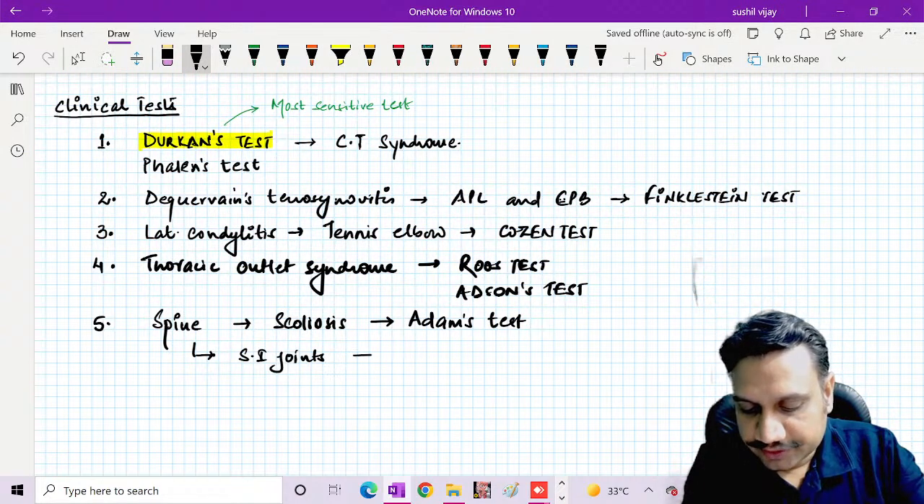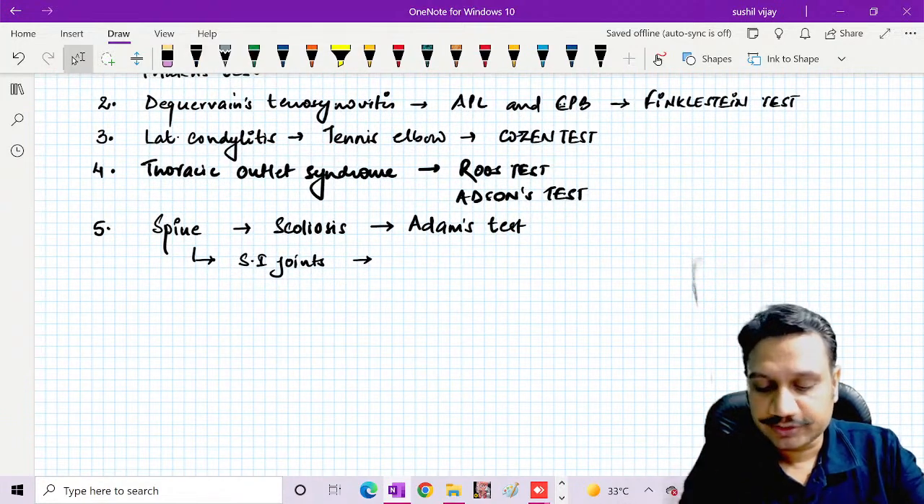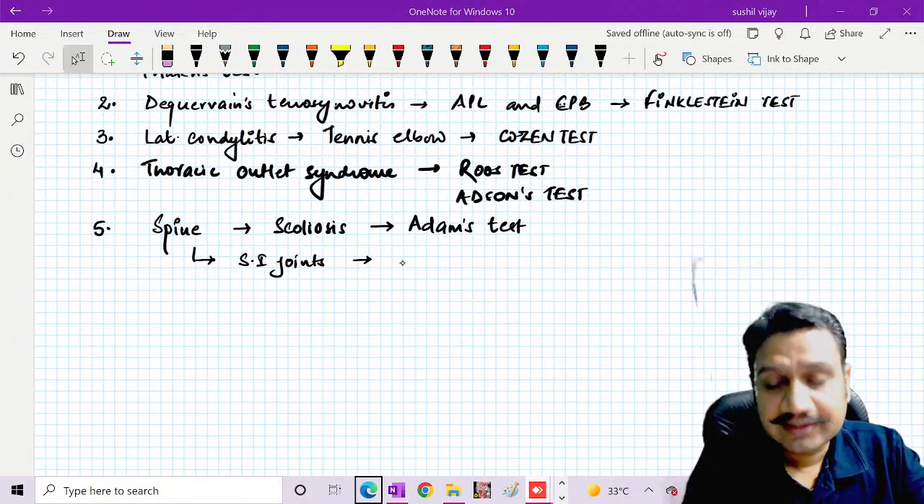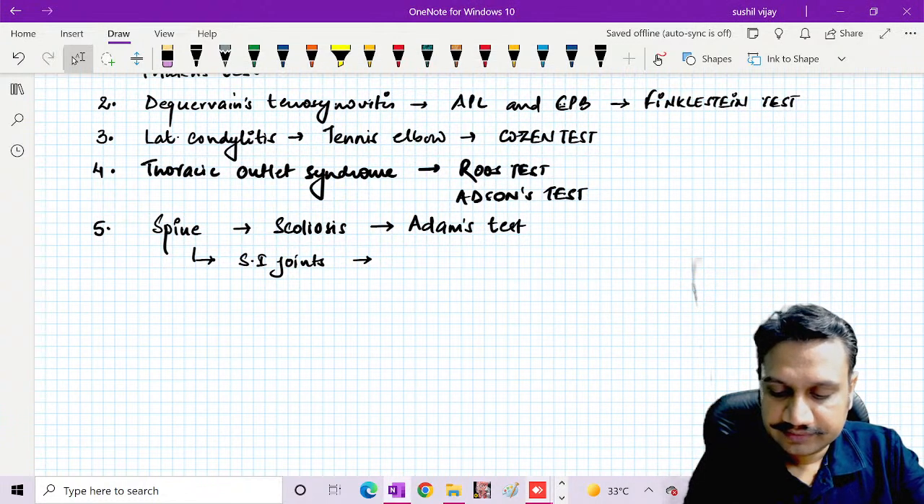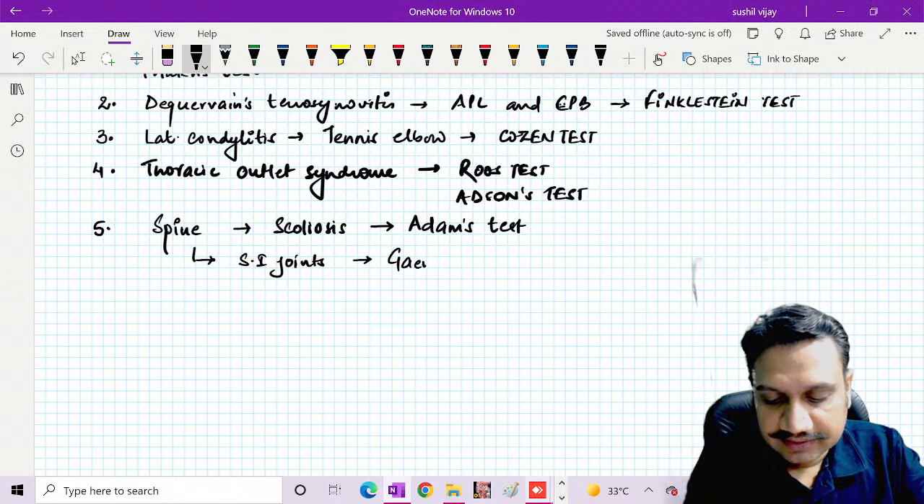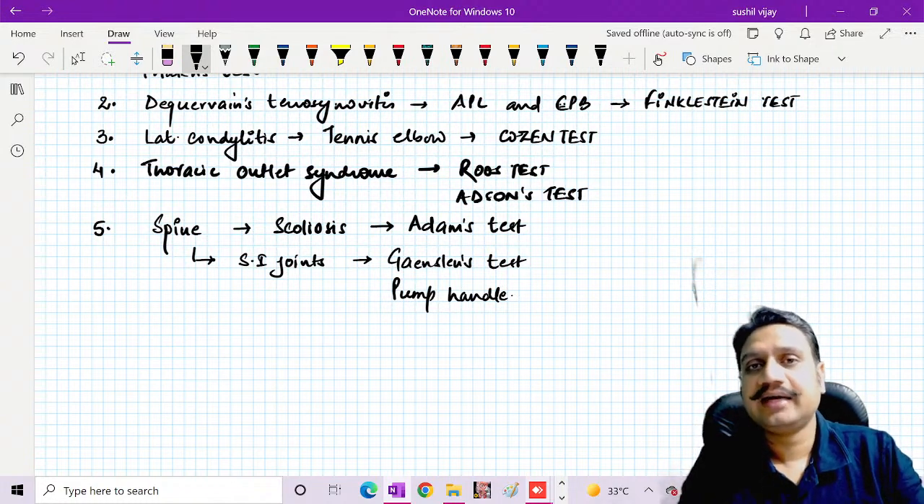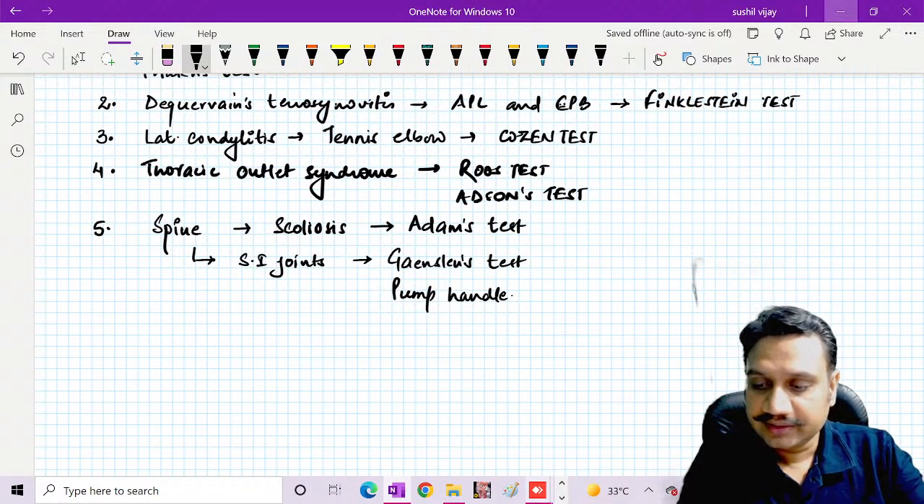The important one which you will read all the time in your literature as well as in your classrooms. For the sacroiliac joint, what is the test done? For the sacroiliac joint, the test being done is known as the Ganselin's test or the pump handle test. And how to do that? It is being done when you try to open up the sacroiliac joint, right?